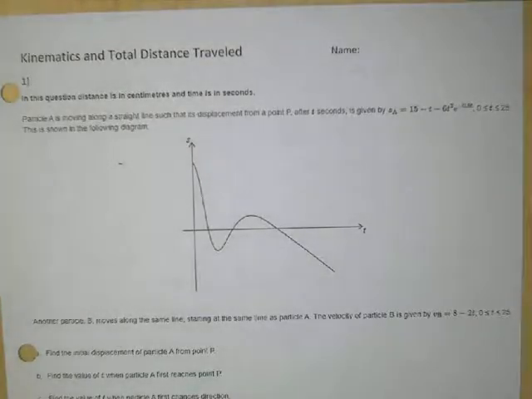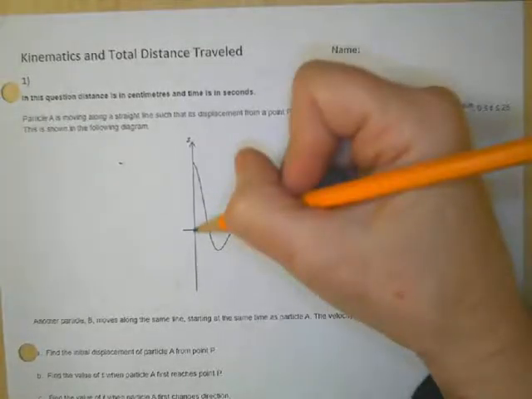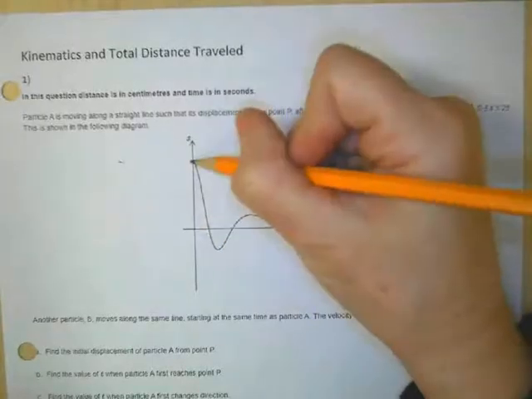Particle A is moving along a straight line such that its displacement from point P after t seconds is given by the function shown in the following diagram. So this is its actual displacement. When we talk about this, at time 0, it's going to be up here.